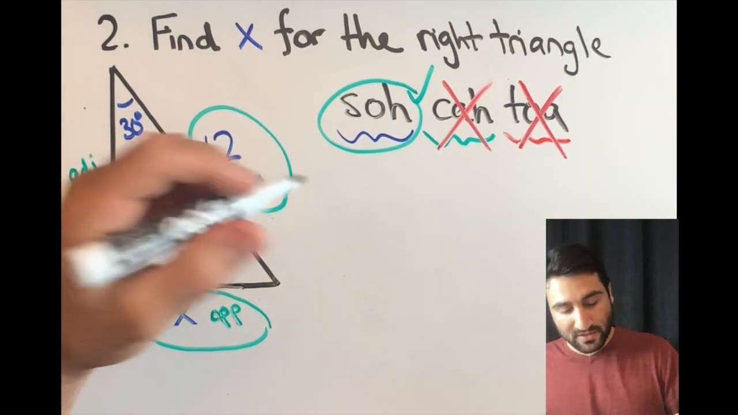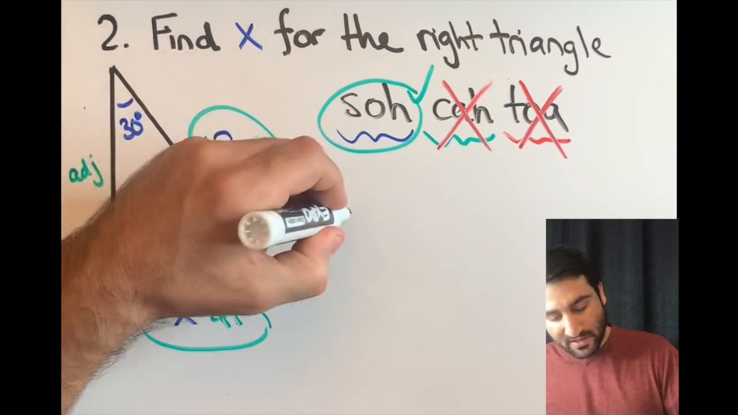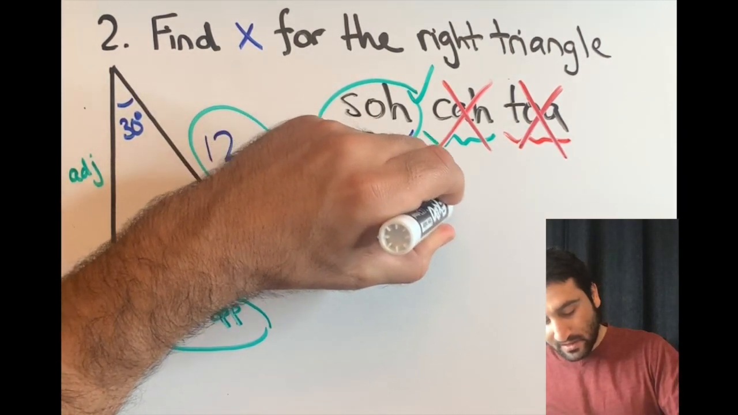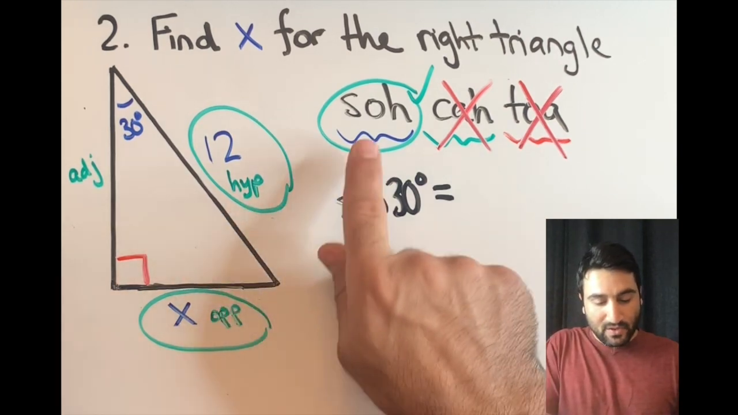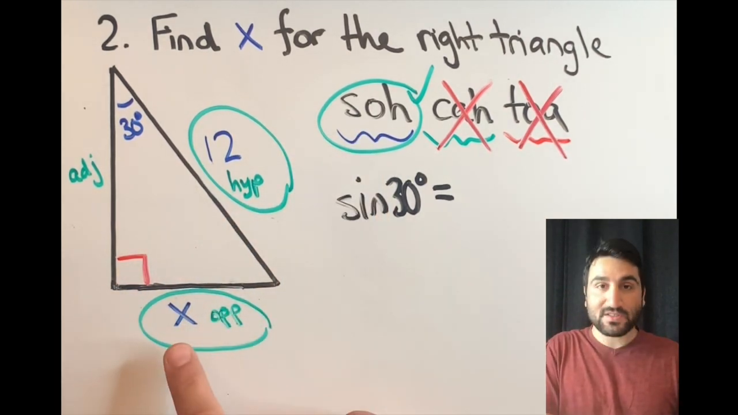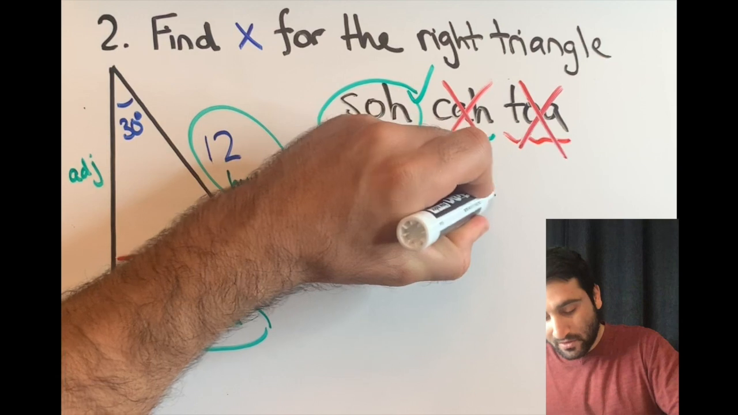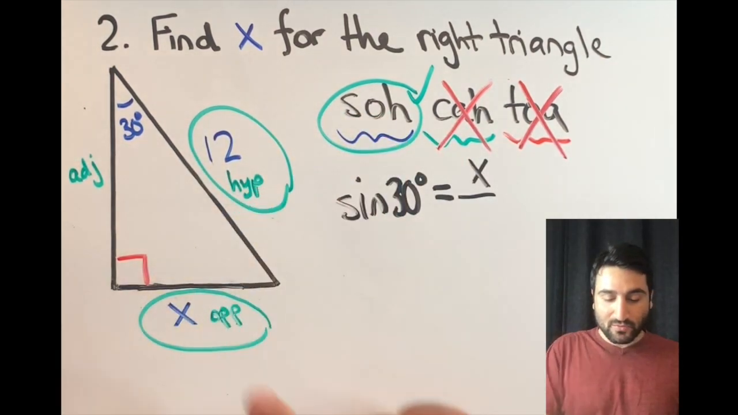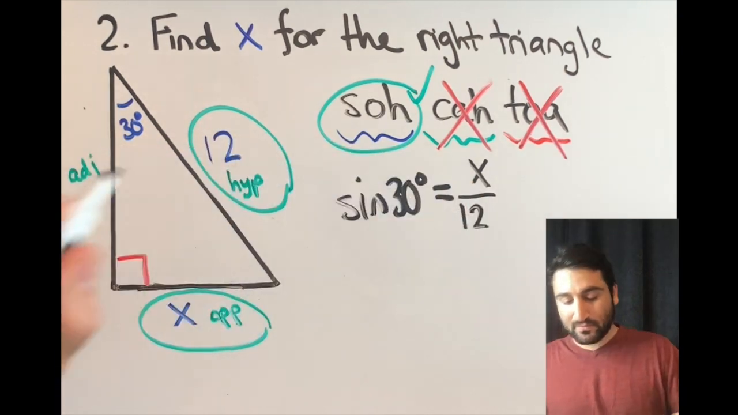Let me show you how to use it. Sine of the angle that we're analyzing is equal to opposite, which is x, what we're solving, over hypotenuse, which is 12. Great.